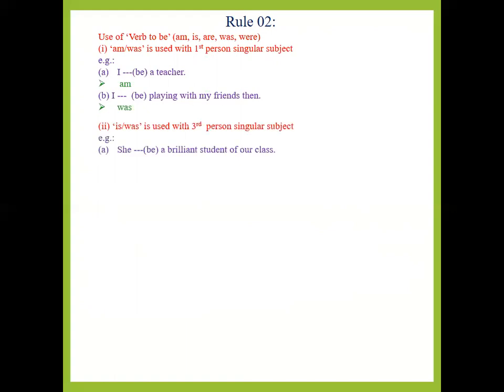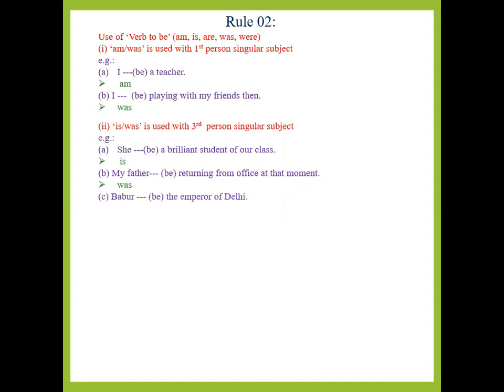2. Is or was is used with third person singular subject. For example, she be a brilliant student of her class. She is third person and singular number. That's why the answer is is. My father be returning from office at that moment. Here the subject is my father, which is third person and singular number. That's why the answer is was.